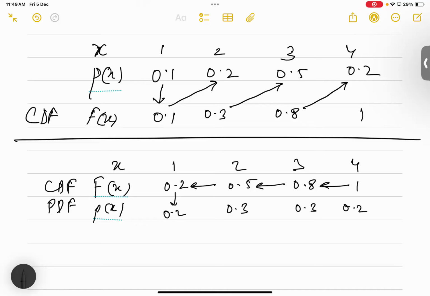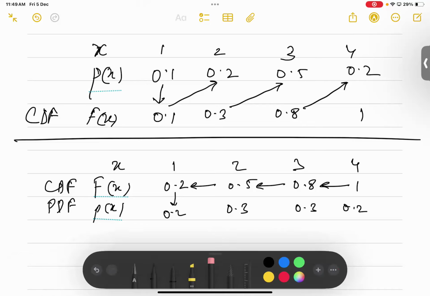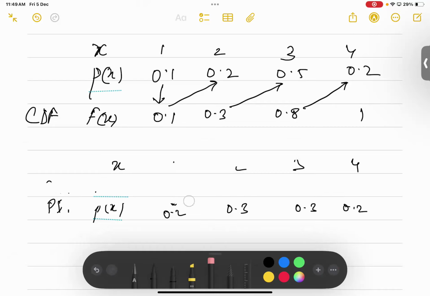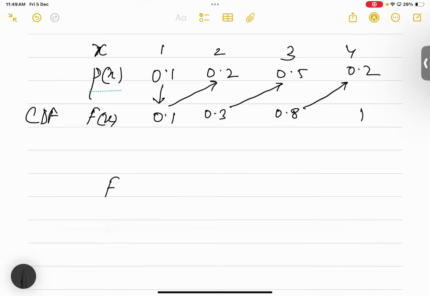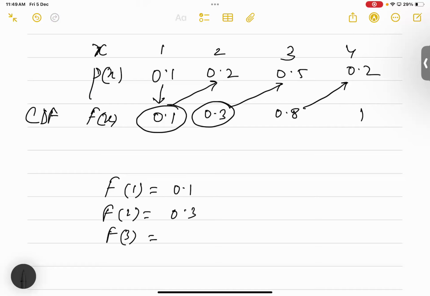Now let us take the first example, PDF to CDF. Now this is important for numericals. Capital F of 1, 0.1. Capital F of 2, 0.3. Capital F of 3, 0.8. Capital F of 4, 1.